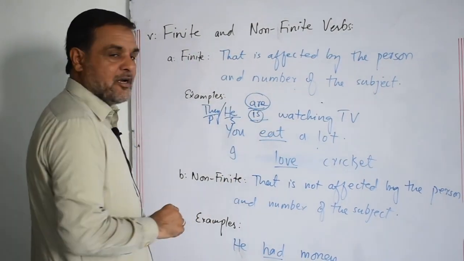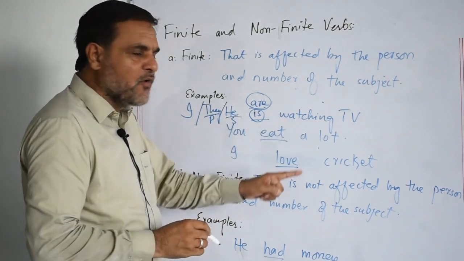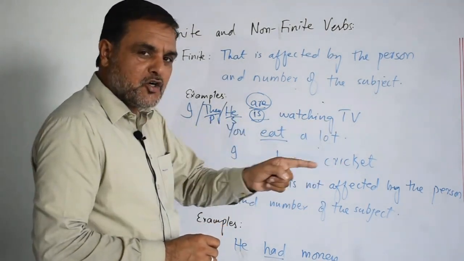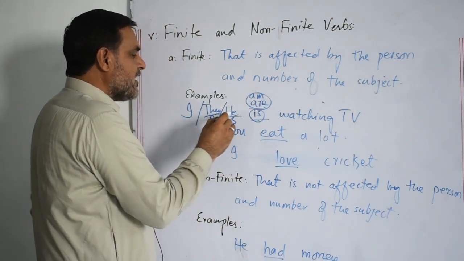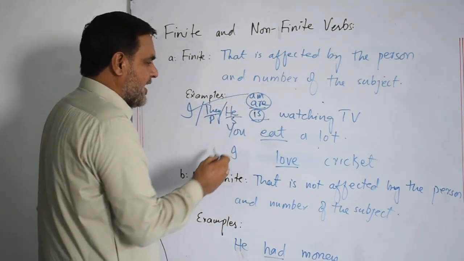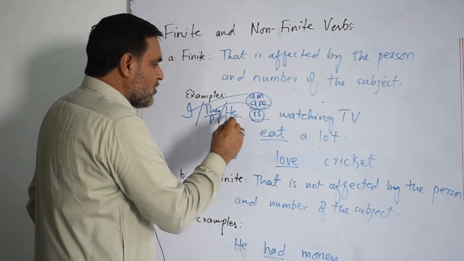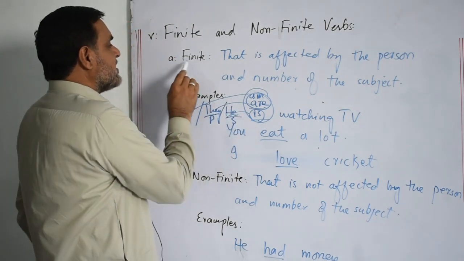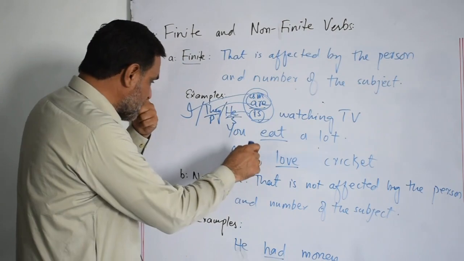So is a finite verb. Are is a finite verb. And even if I use "I is watching TV," wrong. "I are watching TV," wrong. You will have to use "I am watching TV." So see, you have to change the verb for I. For I it is am, for they it is are, for he it is is. All three of them will be called finite verbs. Is it clear? So let's come to our next one.